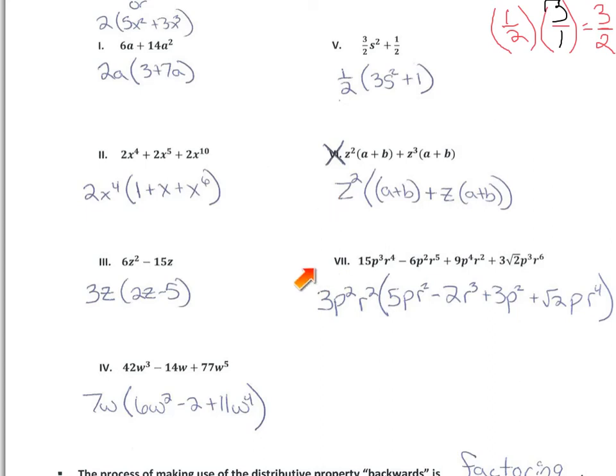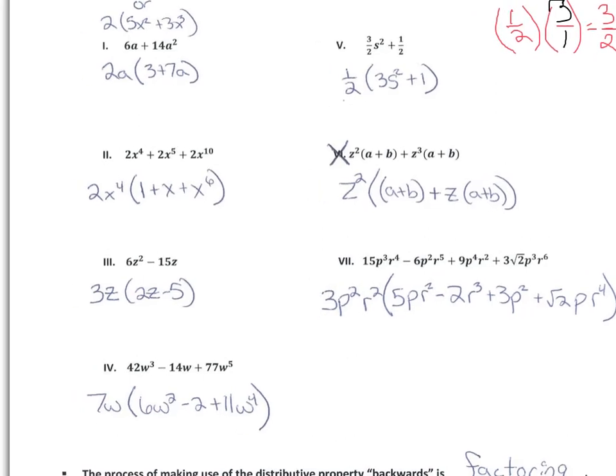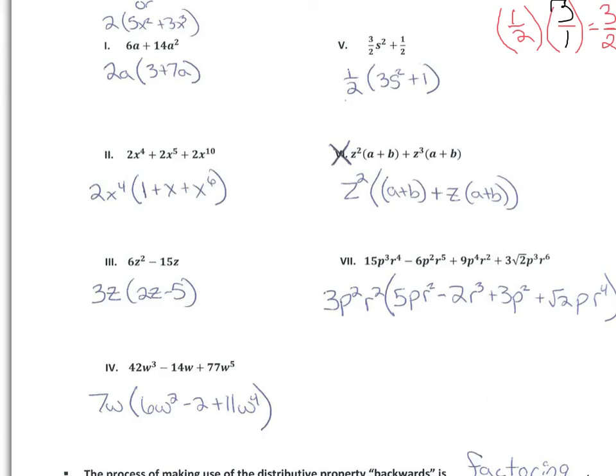Number 7, we can try. I know it's a lot of terms. I took out the most common, but you didn't have to take all of this out if you didn't want to. So, I looked at my numbers first. They all had a 3 common. For the p's, they all have at least 2 p's. And for the r's, they all have at least 2 r's. Then I just wrote what I had left. 3 times 5 is 15. I have 1 p left and 2 r's left.